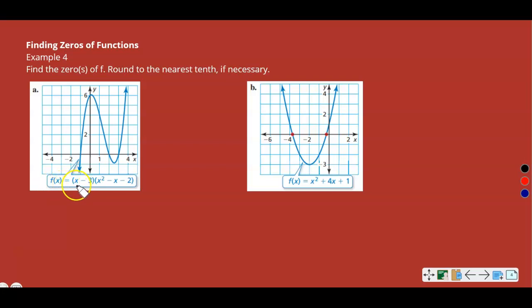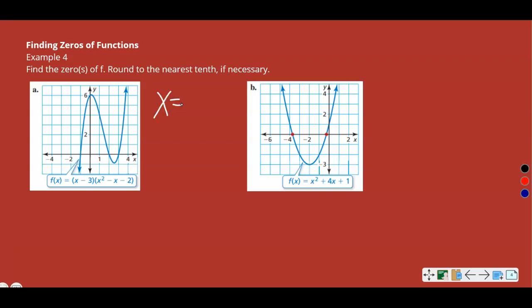f of x equals x minus 3 times x squared minus x minus 2. And they've already got the graph here. So it says find the zeros. So it's going to be -1, +2, and +3. So if it gives you a graph, you can go straight to the answers.